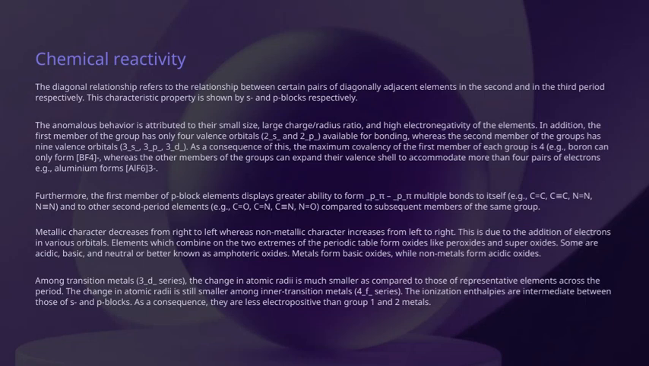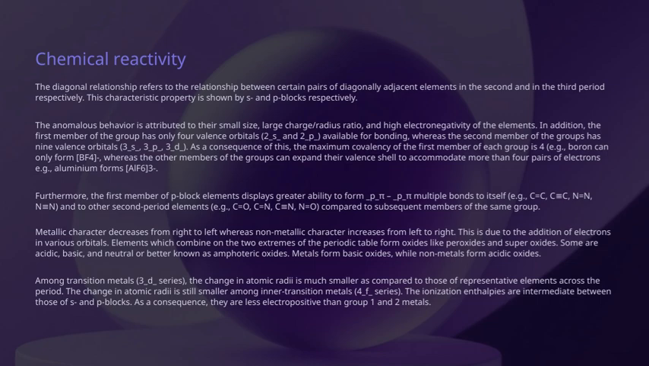Let's look at the transition metals in the 3d series. The change in their atomic radii is much smaller compared to the representative elements across a period. Similarly, among the inner transition metals in the 4f series, the change is even less noticeable. This indicates a relatively stable size as we move across these series. Next, the ionization enthalpies of these metals are intermediate. They're not as low as s-block metals, but not as high as nonmetals. Because of this, they are less electropositive than group 1 and 2 metals, which explains their unique chemical behavior.